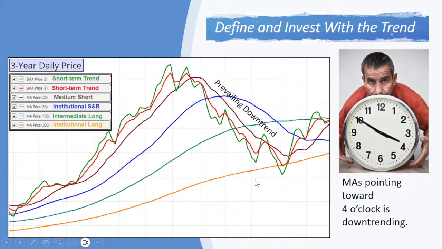So the whole point here is we want to make sure that at least the intermediate term trend is up, and then we're going to look for these changes in the short-term trend and short-term direction of the stock to take action.